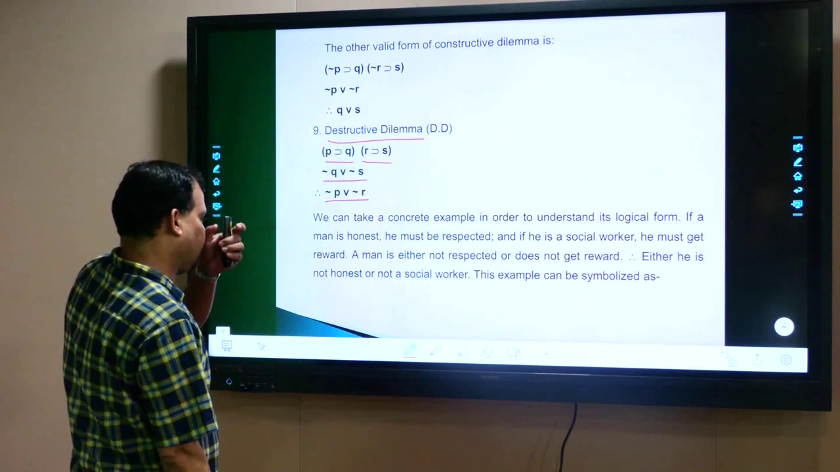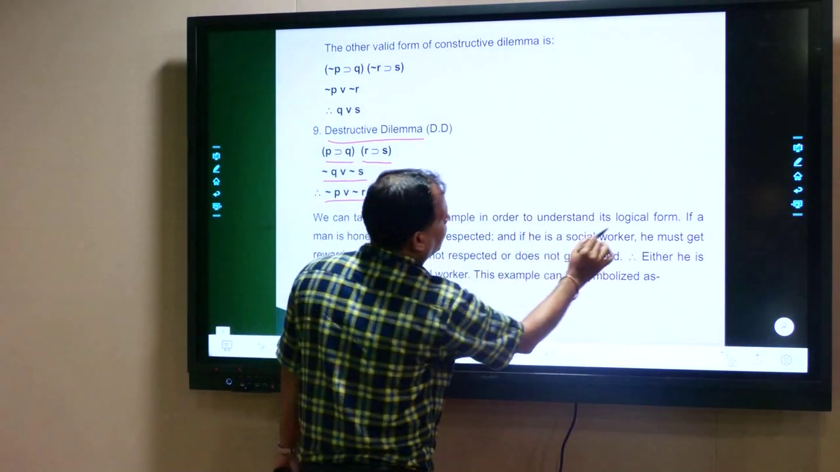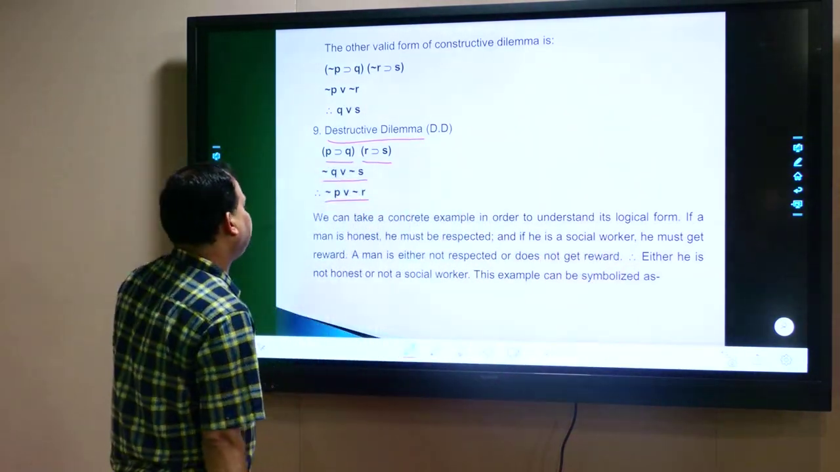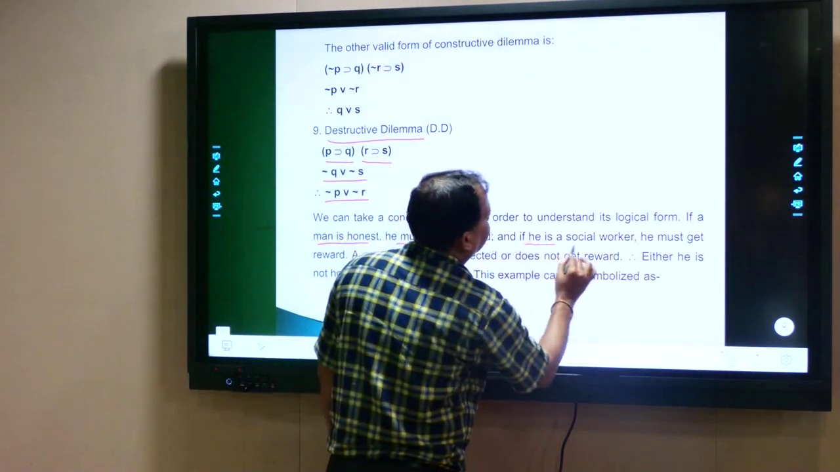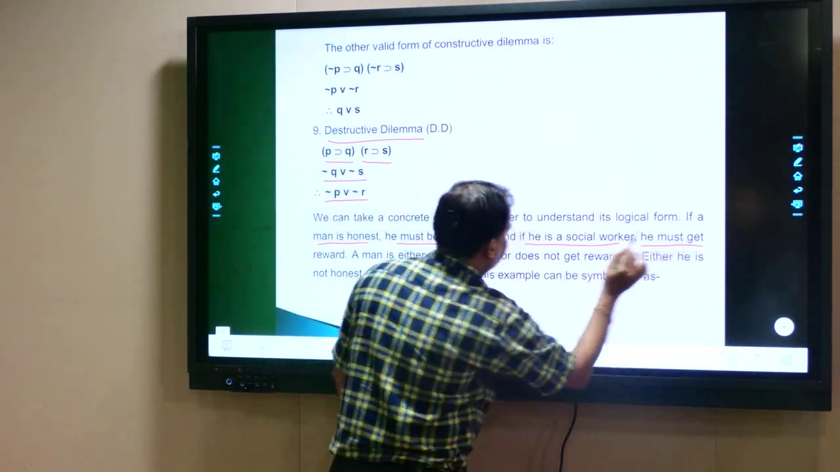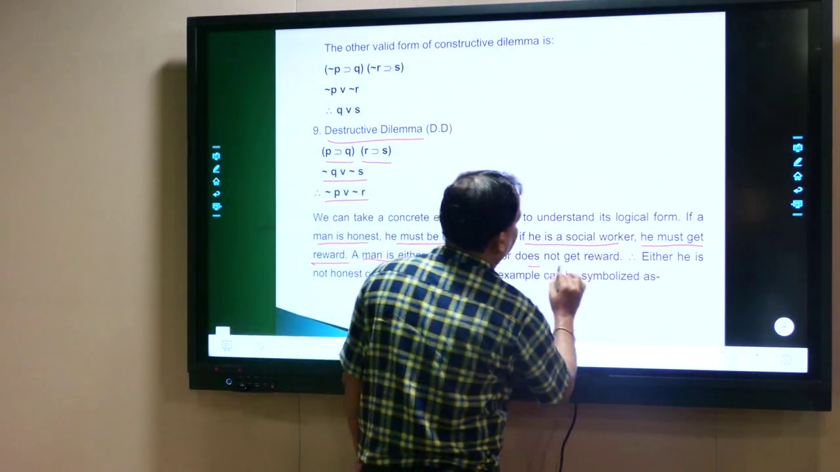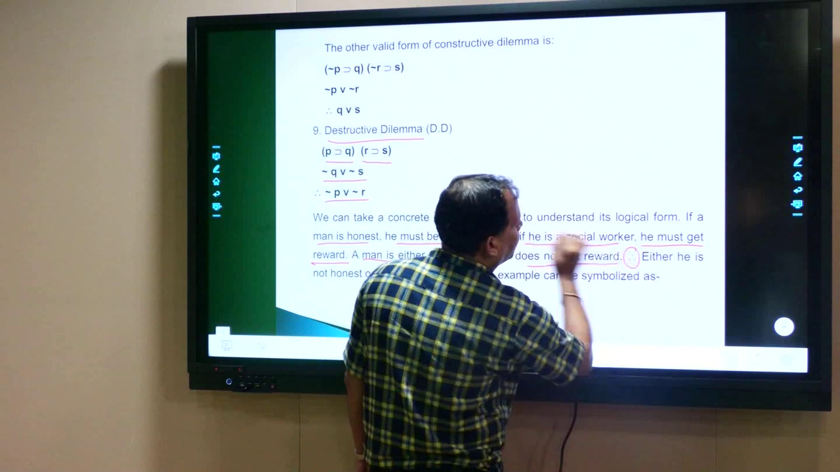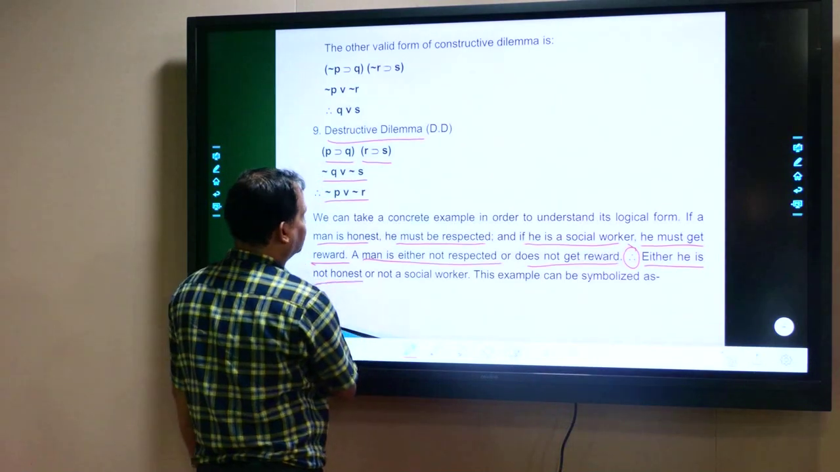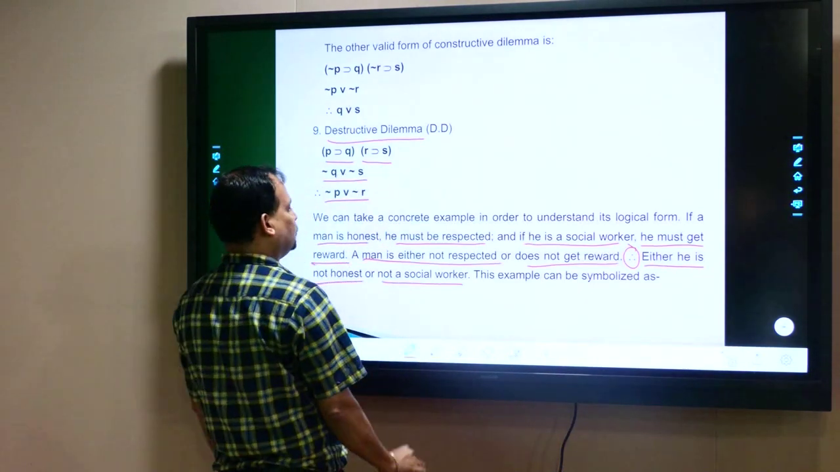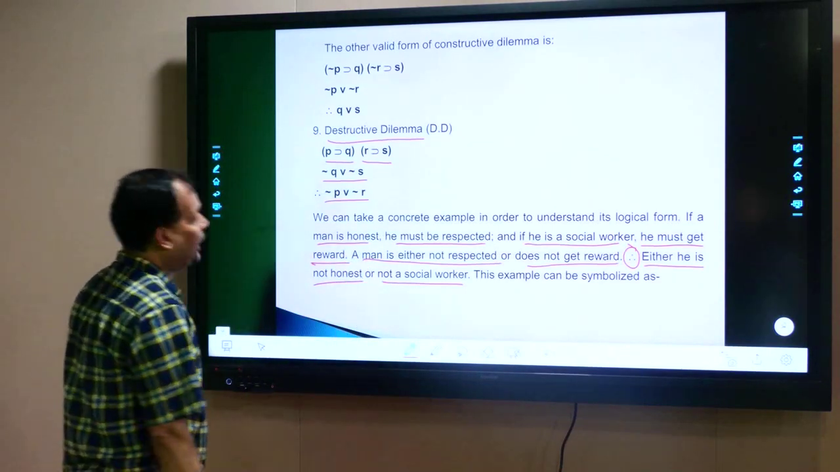Now, dear learners, if you take a concrete example, then you will be able to know. So we can take a concrete example in order to understand its logical form. If a man is honest, he must be respected. And if he is a social worker, he must get a reward. A man is either not respected or does not get a reward. Therefore, the conclusion is either he is not honest or not a social worker. So this is all about a concrete example of destructive dilemma, dear learners.